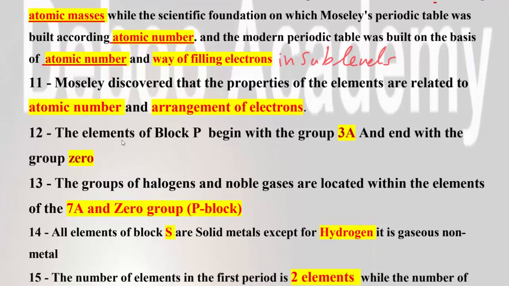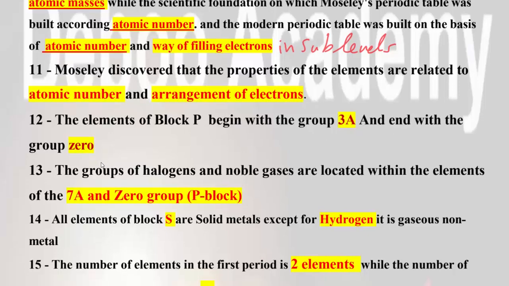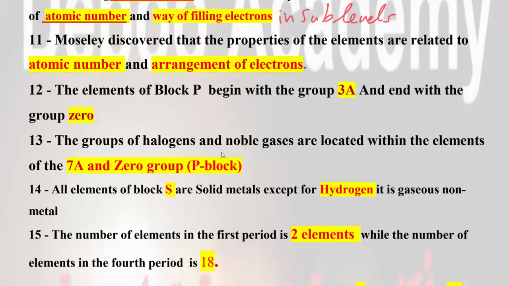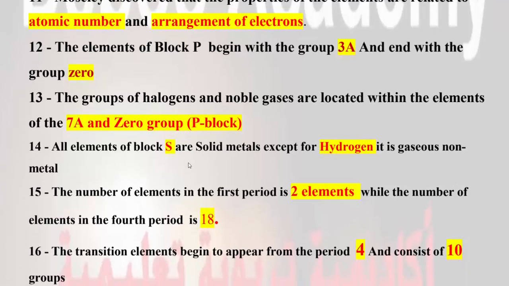The elements of block P begin with group 3A and end with group 0. The groups of halogens and noble gases are located with the elements of 7A and 0 group, in block P. All the elements of block S are solid metals except hydrogen, which is a gaseous nonmetal. Here hydrogen at the top of group 1A is a gaseous nonmetal.